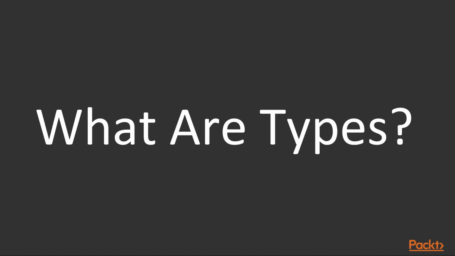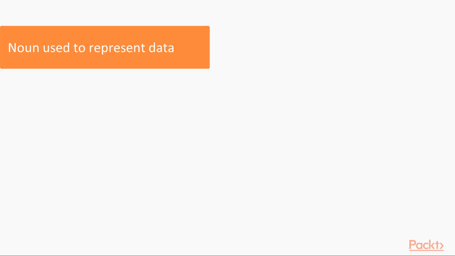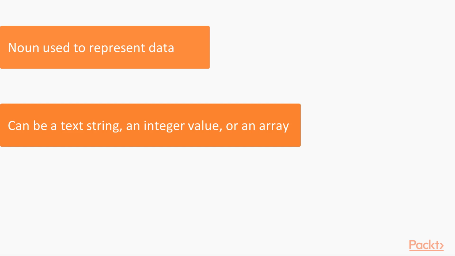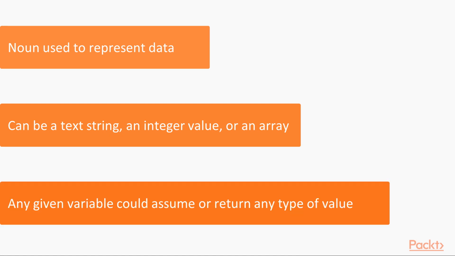Now, before we proceed, let's refresh our knowledge about types. So, types is a noun used to represent the fact that the data used can be a text string, an integer value, or an array of these value types, among others. This is nothing new to JavaScript, since we've always been working implicitly with types, but in a flexible manner. This means that any given variable could assume or return any type of value.